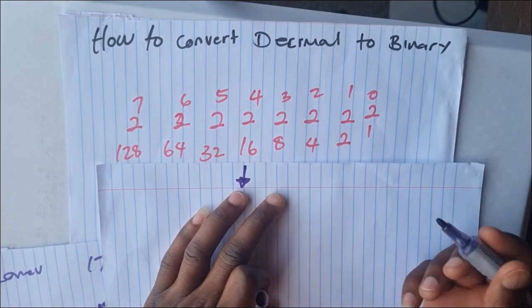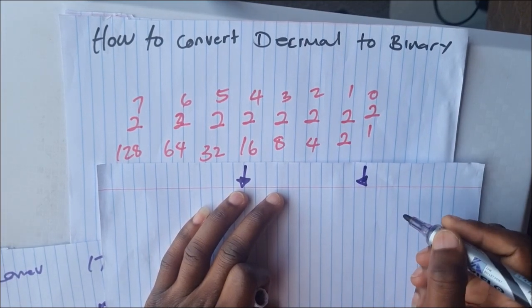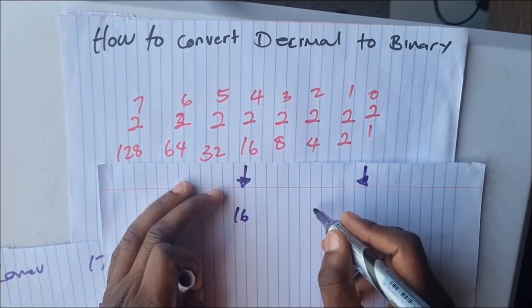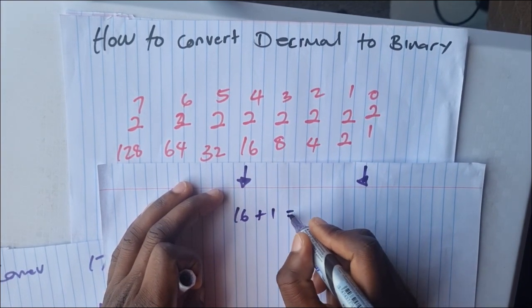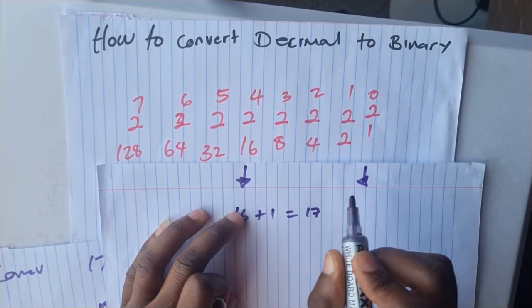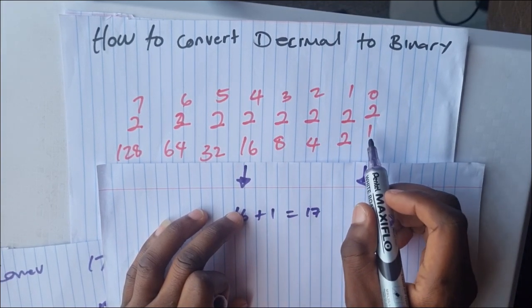And then which other number is going to add up to 17? It's going to be 1. So 16 plus 1 gives us 17, the number that we wanted. So the only numbers that were added to make 17 are 16 and 1.